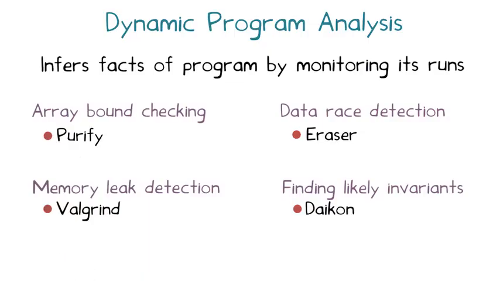Valgrind is a dynamic analysis tool for detecting memory leaks in x86 binary programs. A memory leak occurs when a program fails to release memory that it no longer needs. Eraser is a dynamic analysis tool for detecting data races in concurrent programs.